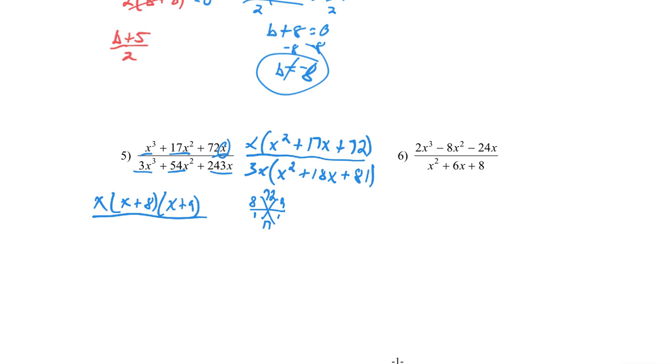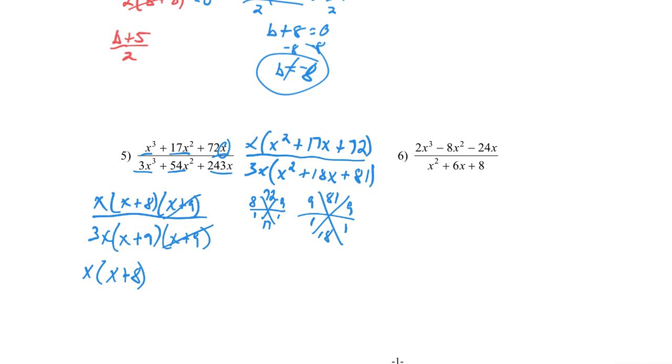On the bottom, I need to do a star for the bottom. So I have 1 times 81, and b is 18. So 9 times 9 is 81, 9 plus 9 is 18. 3x has to come along, and then x plus 9 and x plus 9. Cancel out one pair of x plus 9s, and then the result is your answer. X times x plus 8 over 3x times x plus 9.